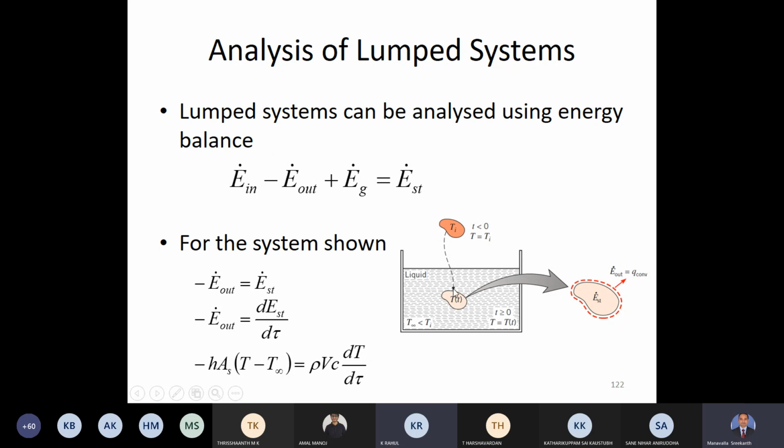E in, nothing is entering, so E in will not be there. So E out will be there. E G is gone, so E ST only will be there. That means energy out should be equal to the energy stored.